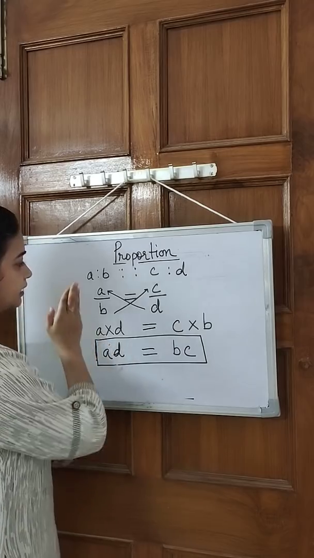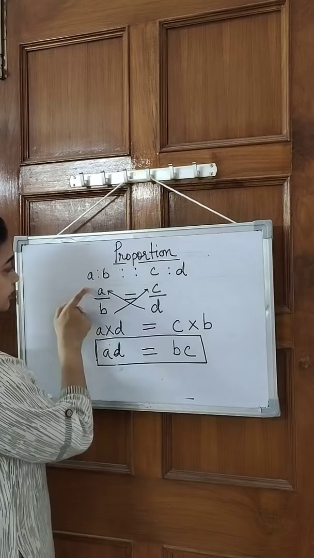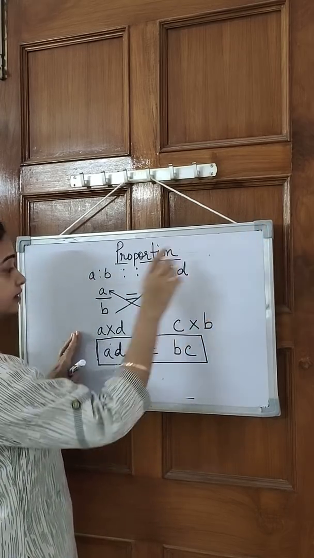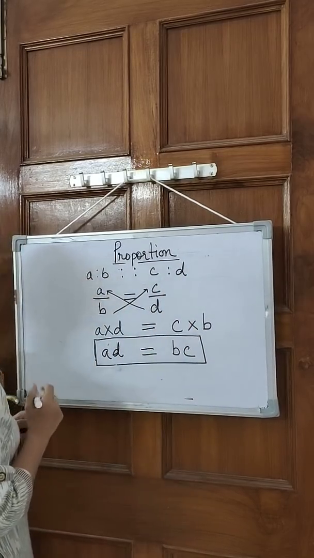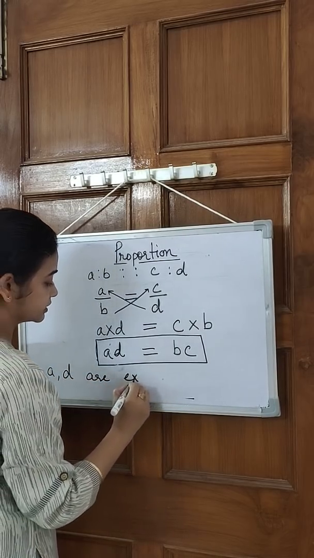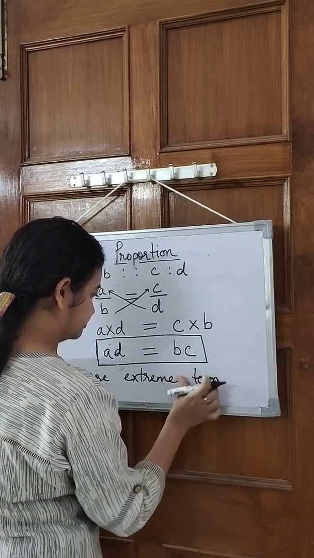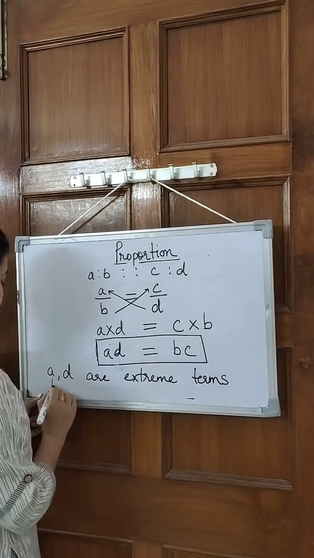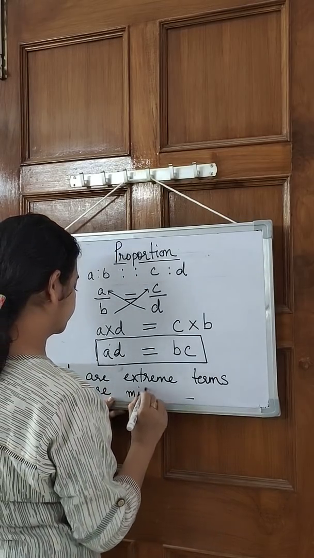So now when I am saying A and D, or when I am saying B and C, anything that you can see here? That A is here. A is this side and D is this side. They are in the corners. So A and D, which are in the corner, we call them extreme terms. Extreme means they are in the corners. And B and C, where are they? They are in the middle. So they are middle terms.